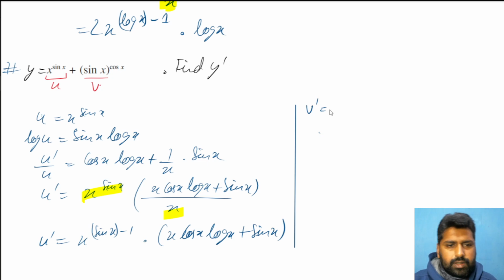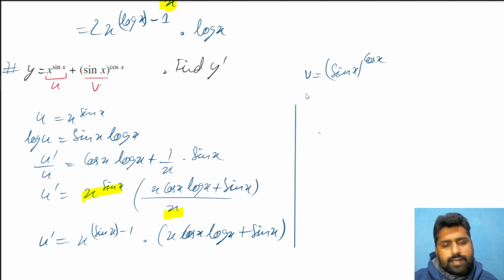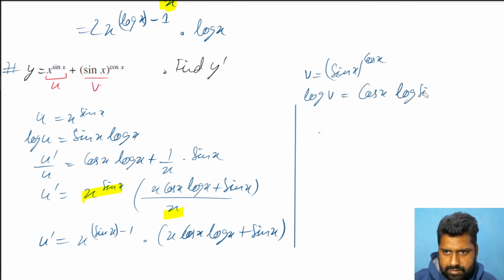Before that we need v, which is equal to sine x raised to power cos x. Trigo raised to power trigo. Nice. Let's see how this is done. Idea is still the same. Take log: log v is equal to, the power will come down, cos x log sine x. Log v differentiation is v dash by v.